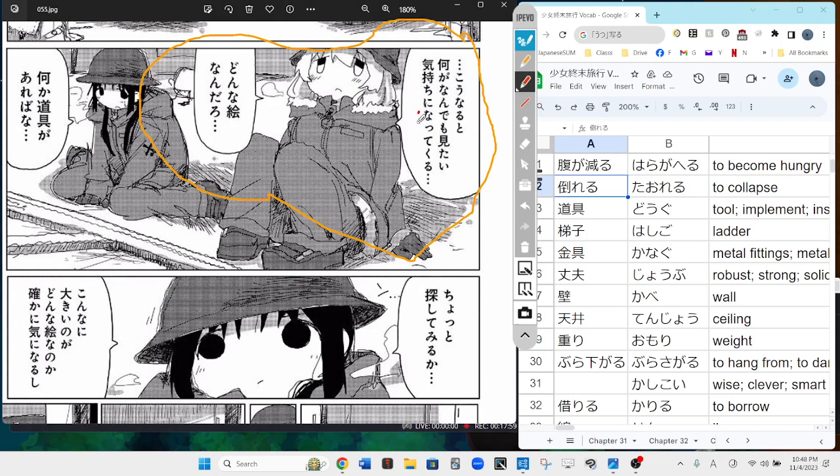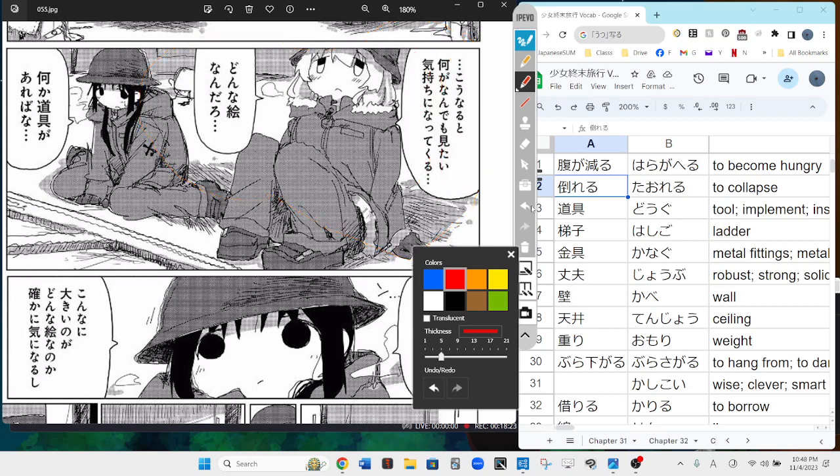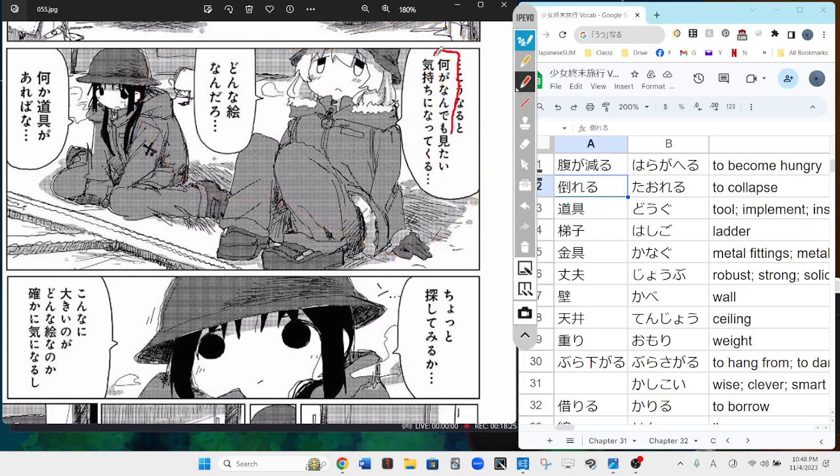So first we have natte kuru. What does that mean? To become. To get accustomed. To come to kimochi. What does kimochi mean? Feelings. Yeah, it comes to feel as if you want to mitai. To see. Yeah, you want to see nan ga nan demo, which is a little bit hard to figure out what that part means, but it just means like no matter what, you kind of want to see what it is when this happens.